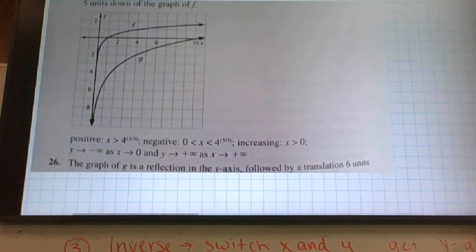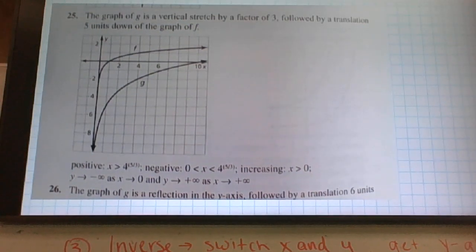I bet that the stretch was difficult on this. Hopefully you moved it down. So multiplying it by 3 means just multiplying all your y values by 3.